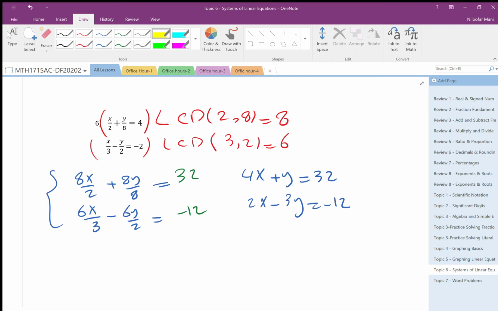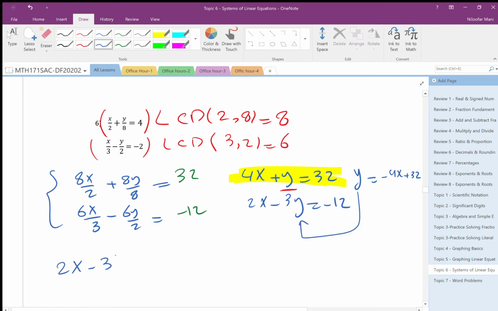So I choose this one to go by substitution, because that's easier for me, since the coefficient of y is 1. Okay, so y is minus 4x plus 32. And now I substitute here. So it is 2x minus 3 multiplied by minus 4x plus 32, which is minus 12.